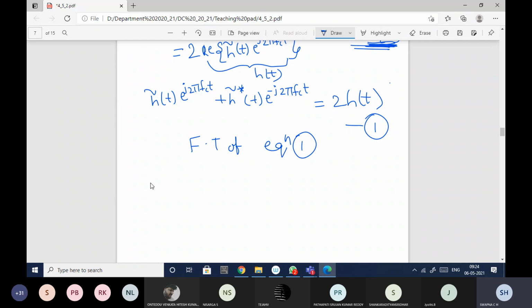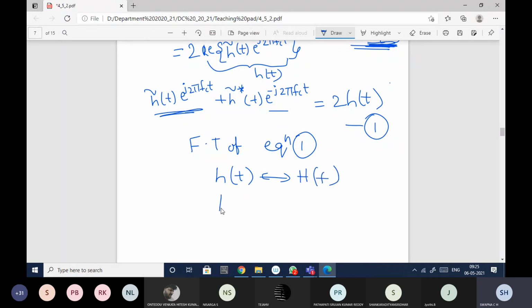Okay, so we know that here I need to use the frequency shifting property, because the time domain signal is getting multiplied with e power j 2 pi fct. Here also the same thing. Okay, so first let us analyze. Let the Fourier transform of h of t be H of f.